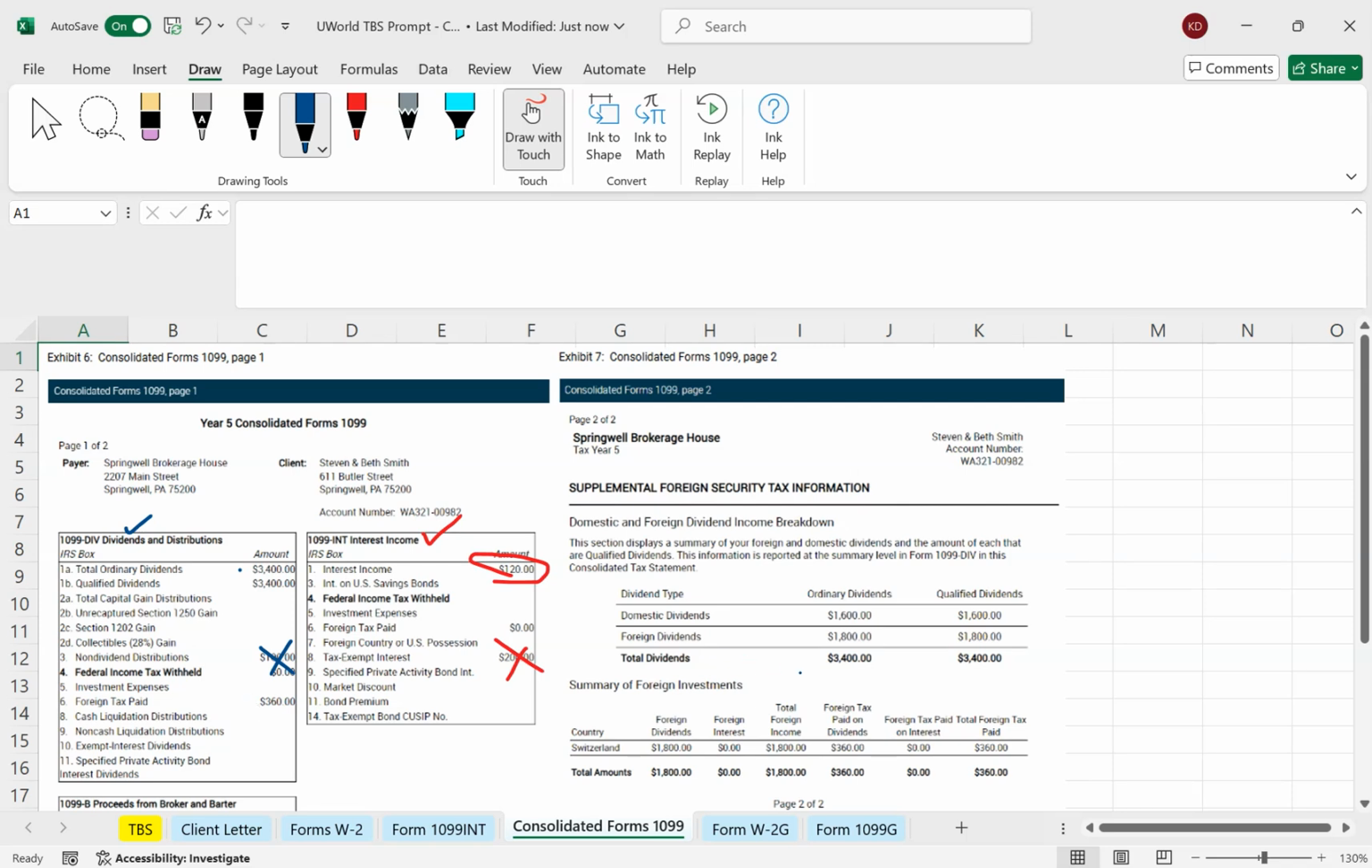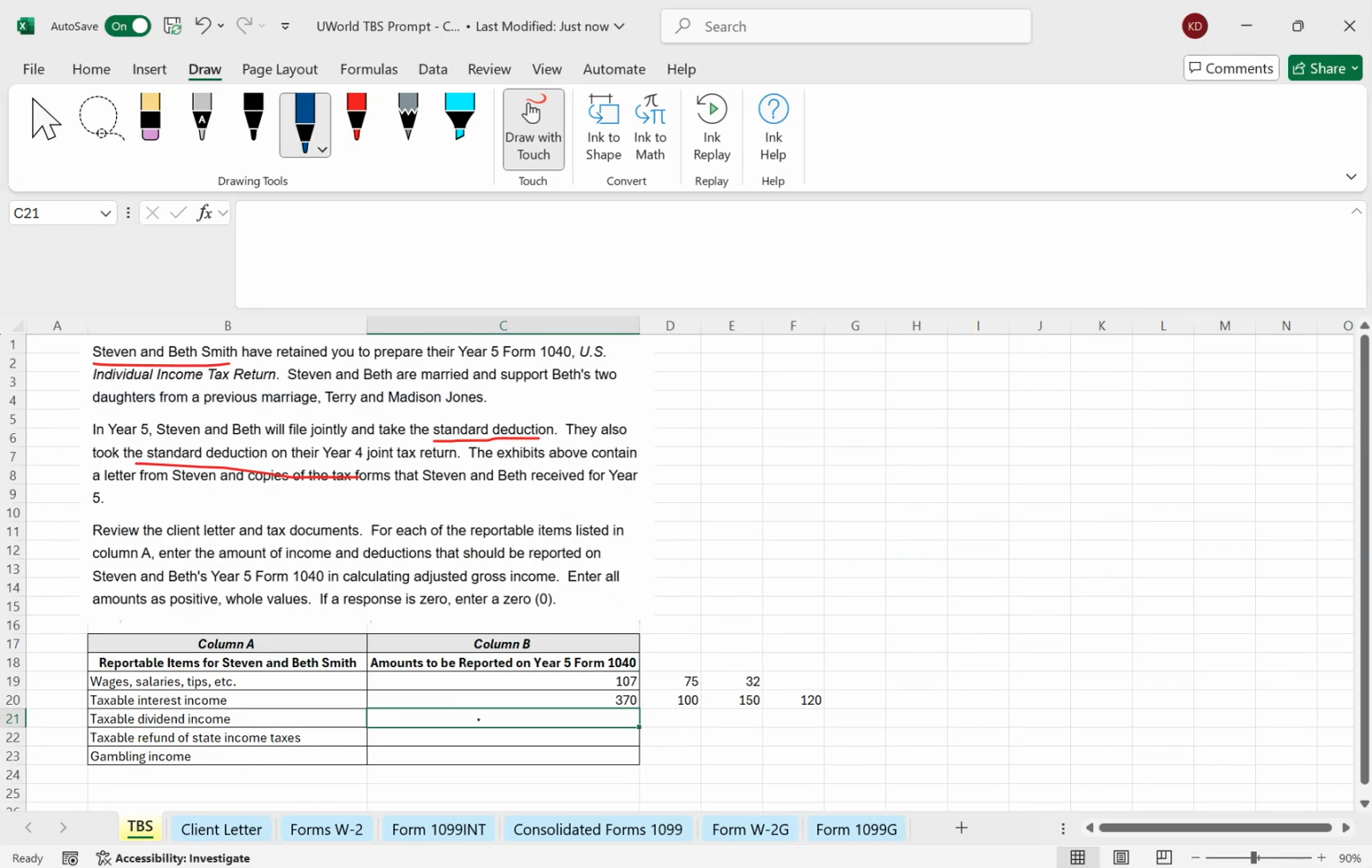If we wanted to break out that $3,400 a little bit more over here, they'll show you how much is domestic versus how much is foreign. However, considering we tax worldwide income, all of that amount, $3,400, is going to be taxable. So let's enter that in right here, $3,400.